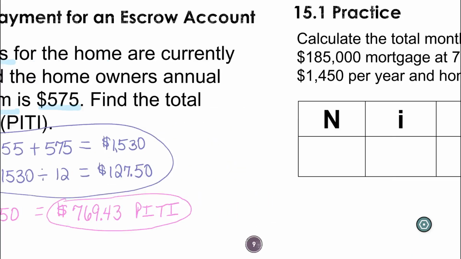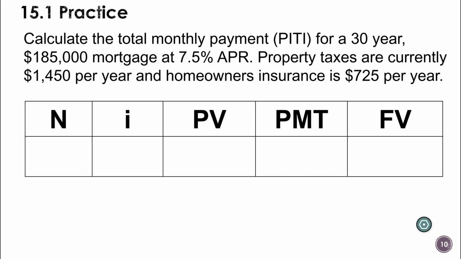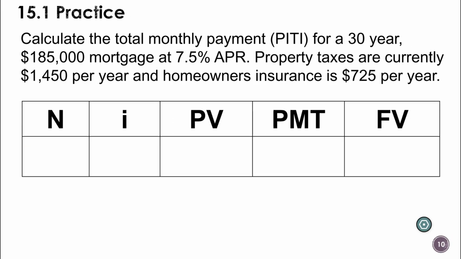Okay, so we're going to go on to another example. We've got a new mortgage here, and this time our mortgage is a 30-year, $185,000, 7.5% APR, which is our annual percentage rate. Property taxes are $1,450 per year, and homeowners insurance is $725 per year. So we basically just put everything in the chart and calculate our payment.